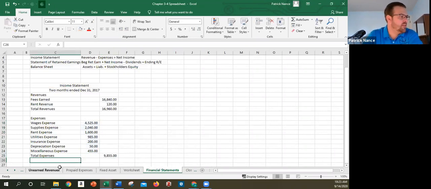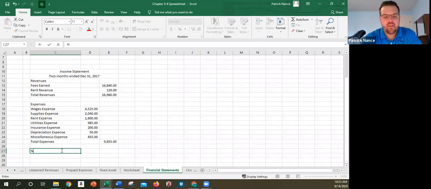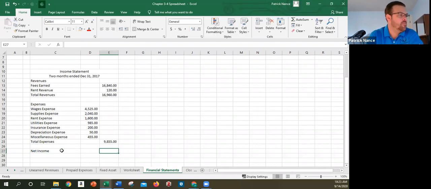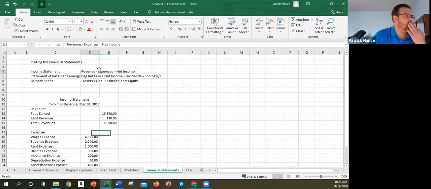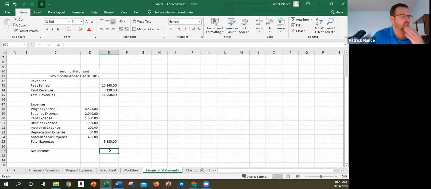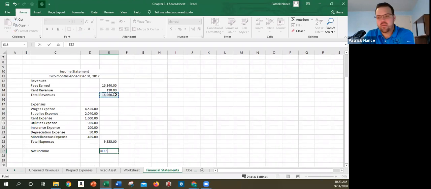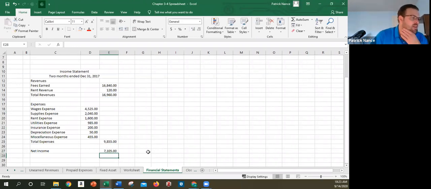Total expenses 98,998.55. So that brings me down to my net income. And remember, my net income is revenue minus my expenses. So I'm going to take my revenues minus my expenses to give me $7,105. That is my net income.